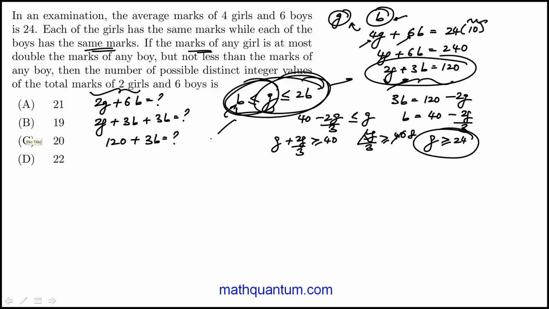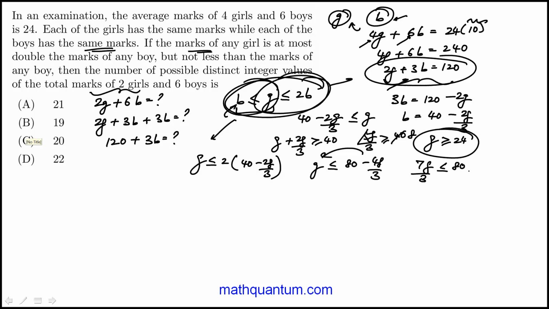And then we have this other one. We'll do the same thing. G is less than or equal to 2 times 40 minus 2G over 3. So that's 80 minus 4G over 3. Move that term. So 7G over 3. So G has to be less than or equal to 240 over 7. And if you divide this, 7 times 3 is 21, 28. So let me just make sure, 7 times 3 is 21. Yeah, remainder 2. So G is greater than or equal to 24, less than or equal to 34 2/7.